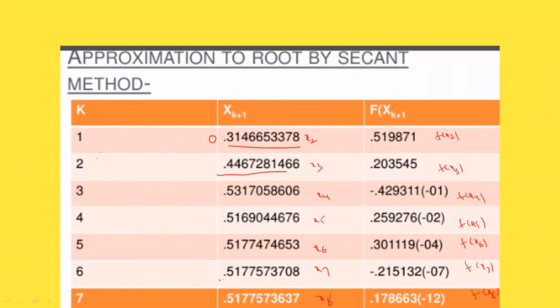You observe that almost 4 decimals in the roots are the same. Up to 5 is enough. So your approximate root of the given equation is 0.51775736. So 3 different problems I did in the secant method.